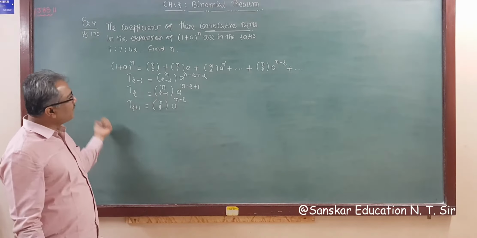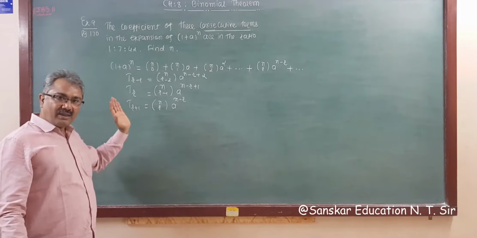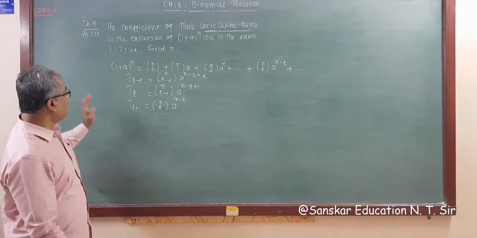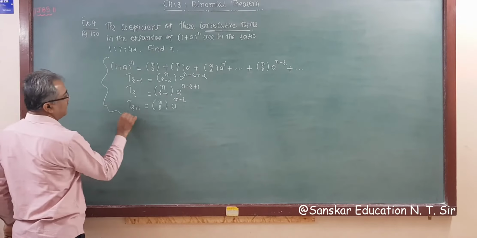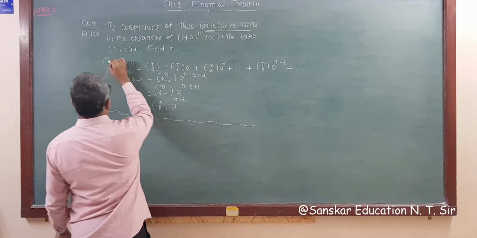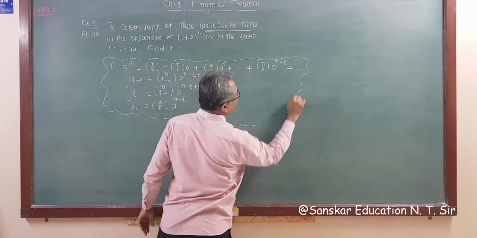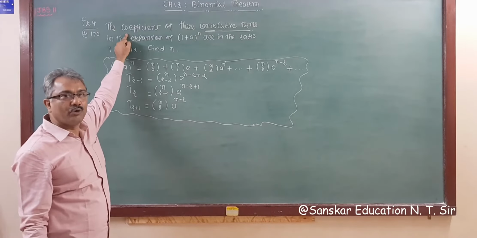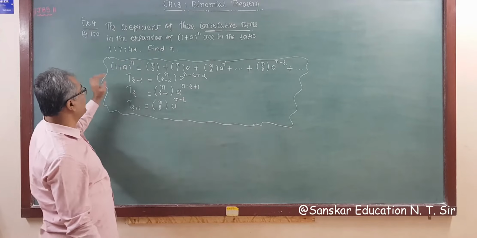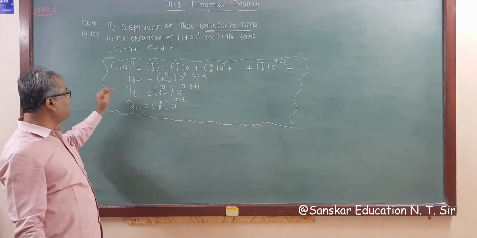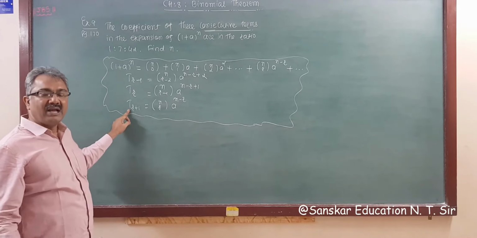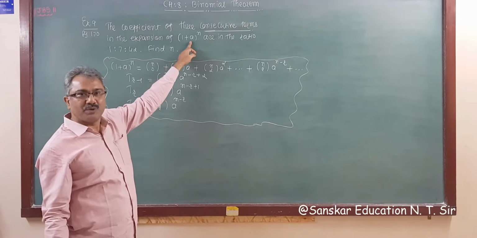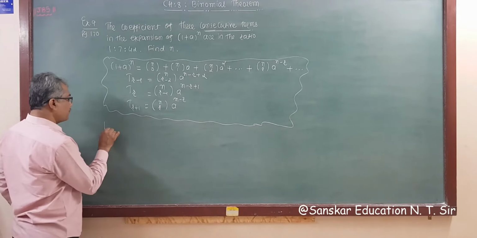This is only for your explanation, so that you get to know it. So what we do, I have shown you that this term comes. What do we need? We need only the coefficients. We want only the coefficients. So we assume that T(r-1), T(r) and T(r+1) are 3 consecutive terms in the expansion of (1 + a)^n. So we have to start from here.